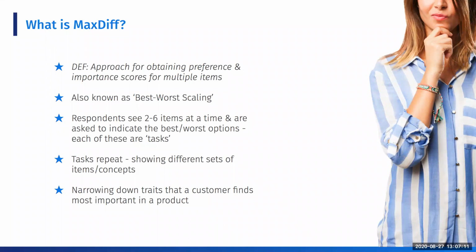Each of these exercises is called a task, and they can be repeated as many times as you'd like. Respondents are asked to indicate which option is the best as well as which is the worst of the 2 to 6 items that they see. Each task shows a different set of concepts or items, and this narrows down the traits that the customer finds most important in a product, as well as least important.